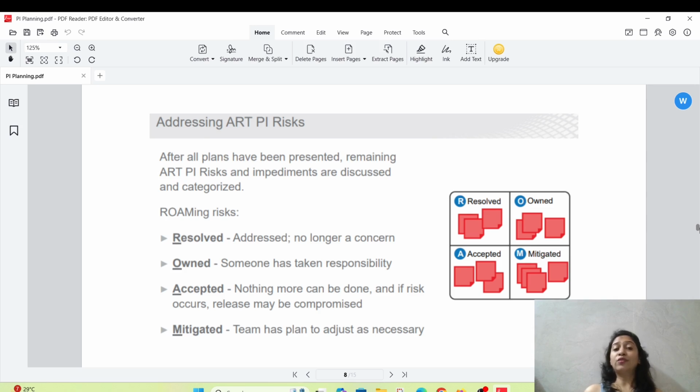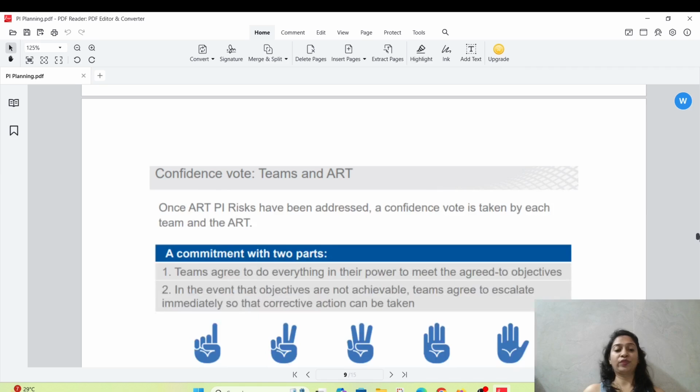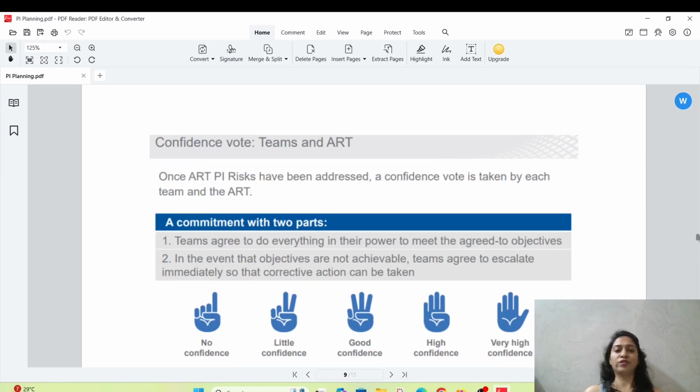Of course it will occur, and then the release may be compromised, so this will be accepted by everyone. Then Mitigated: the team has a plan to adjust as necessary, meaning a backup plan. That is mitigated. So this is all about PI risks, where we consider ROAM. This was the concept. Then the confidence vote.